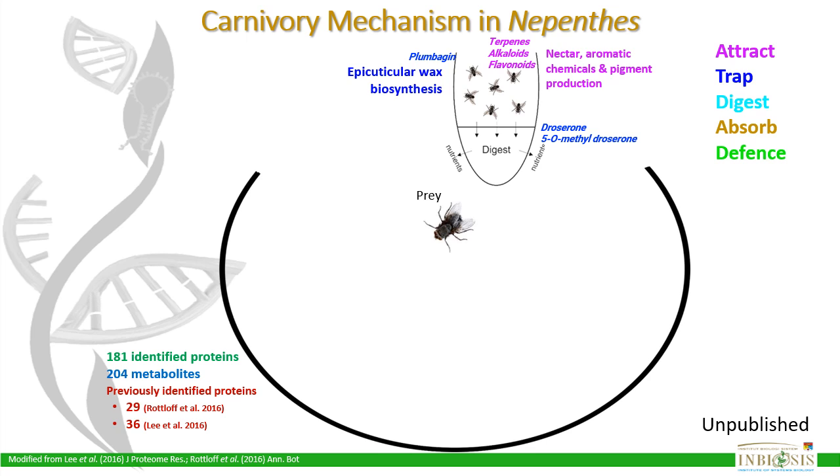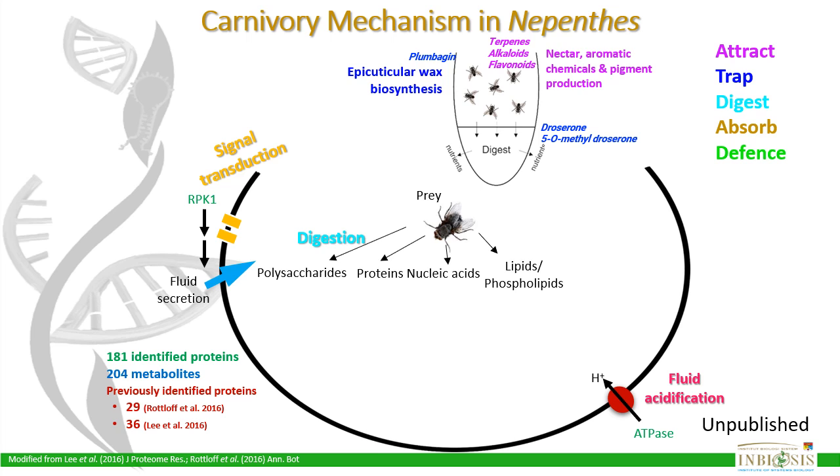Okay, a deeper look at the molecular components. Even before the prey falls in, there is some protein already pre-secreted. However, when there is a prey, there is also signal transduction to secrete more enzymes. Previously, 29 proteins and 36 proteins were reported, but currently we have identified more than 180 proteins and over 200 metabolites. So there's fluid secretion and fluid activation.